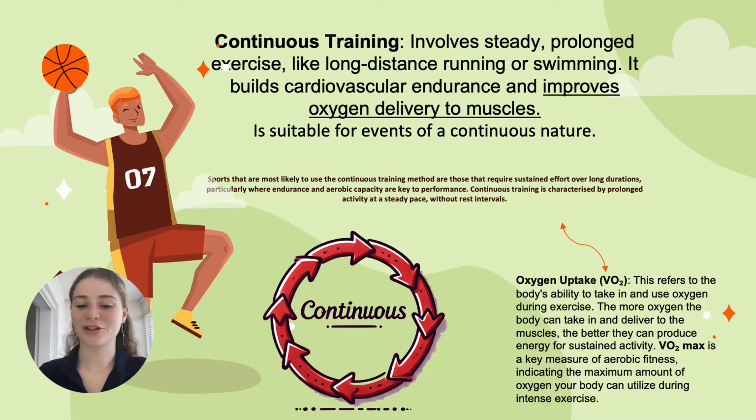How does continuous training work? During continuous training, the body relies on aerobic metabolism to produce energy. This process uses oxygen to break down carbohydrates and fats, providing a steady source of fuel for prolonged exercise. By maintaining a constant heart rate in the aerobic zone, which is typically about 60 to 80% of your maximum heart rate, continuous training enhances cardiovascular and respiratory functions, allowing the body to adapt to endurance events.